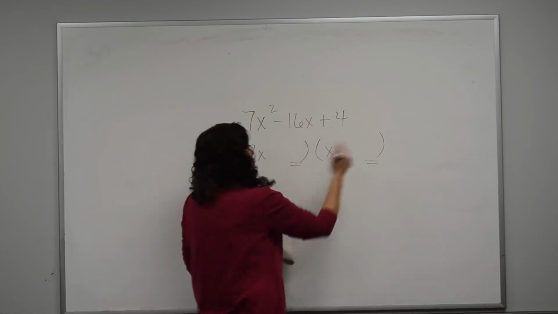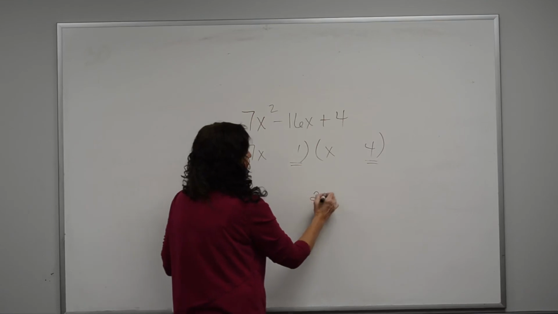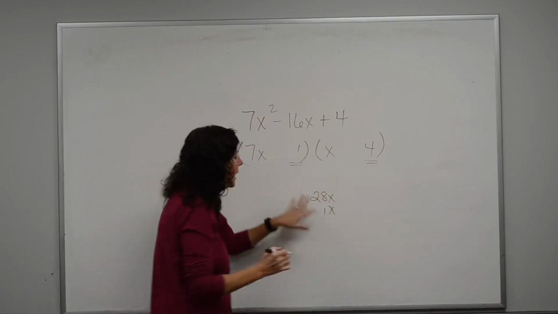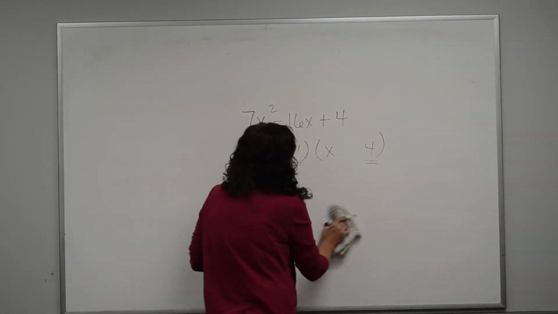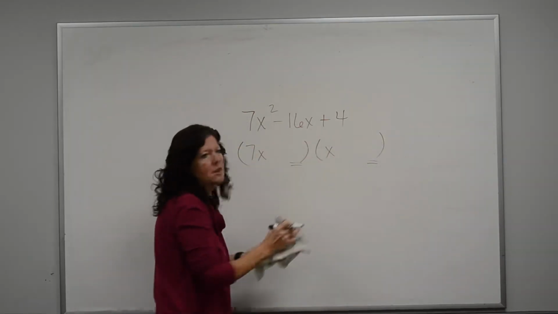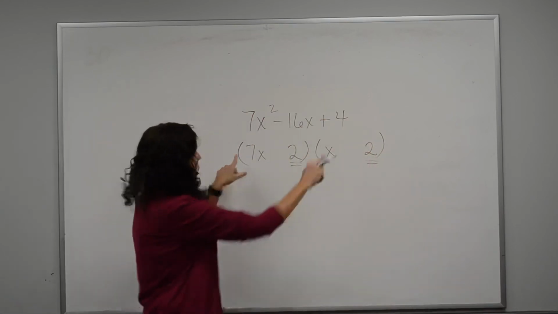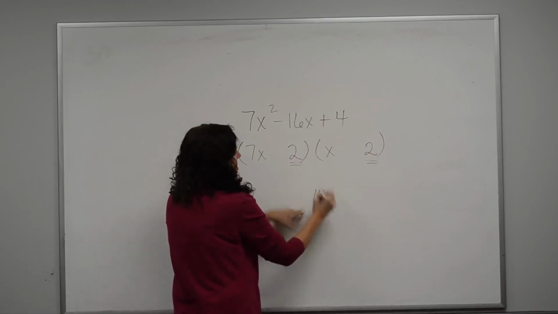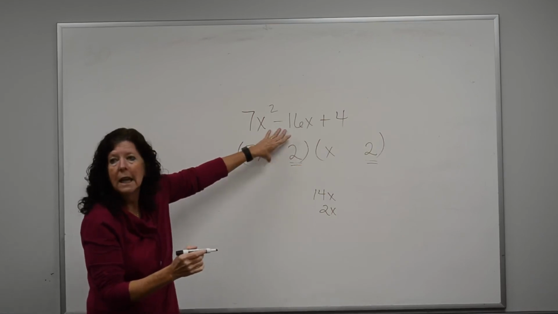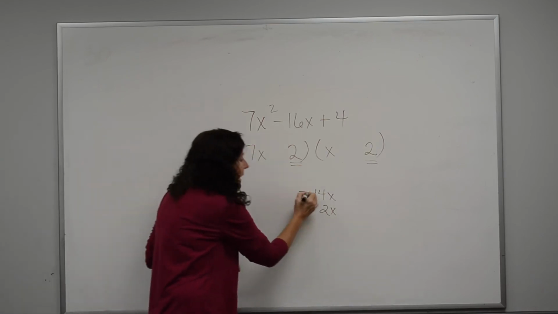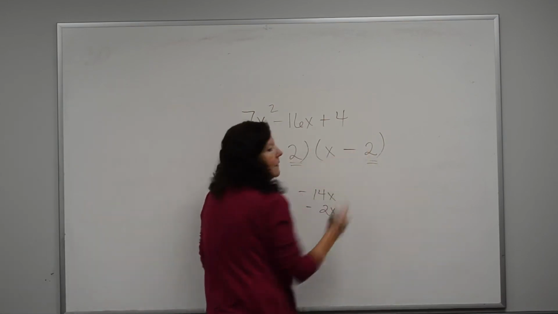So let's say I put the 4 there and the 1 there. Outside, I get 28x. Inside, I get 1x. Any way to get negative 16 out of that? Nope, can't do it. So then I back up and I go, okay, 4 and 1, that must not do it. So my other choice is 2 and 2. Outside gives me 14x. Inside gives me 2x. Oh, can I get negative 16x out of this? Yes, if both of those are negative. So I put a minus there and a minus there.